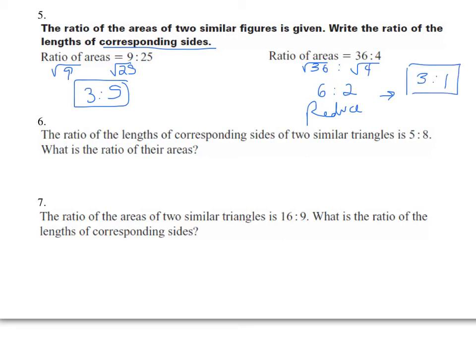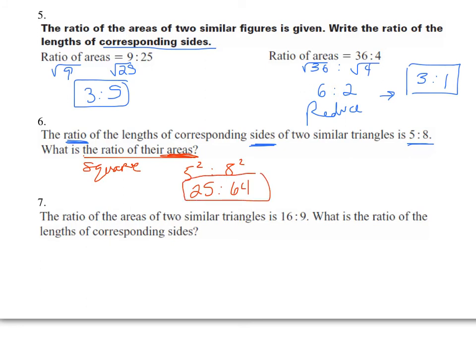For number 6, the ratio of the lengths of the corresponding sides of 2 similar triangles is 5 to 8. So the ratio of the sides is 5 to 8, and you want to find the ratio of the area. So you need to square the different numbers because we're finding what the area is. So we need to take our 5 squared and our 8 squared. So that'd be 25 to 64. And check if they reduce, but in this case they do not.